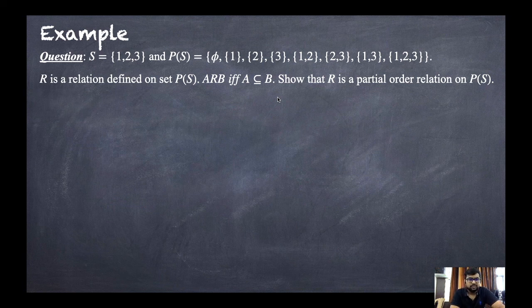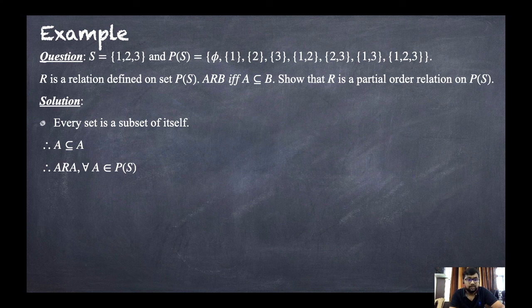So for the first, the reflexive relation, see, every set is a subset of itself. So that is very obvious. A is a subset of A, so that means A is related to A, for every A, you can take any element from the power set of S. So A is related to A for every A belonging to the power set of S. So hence R is a reflexive relation.